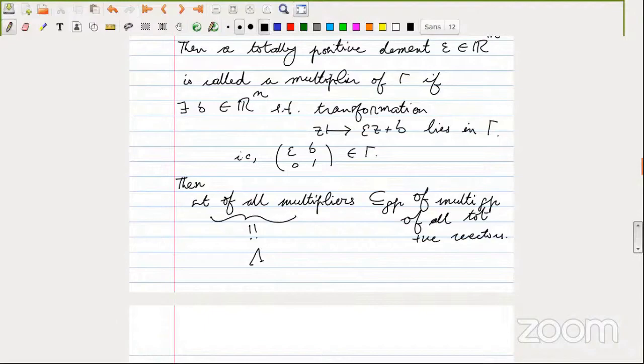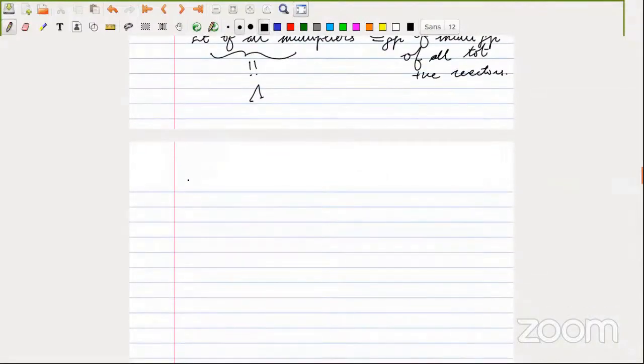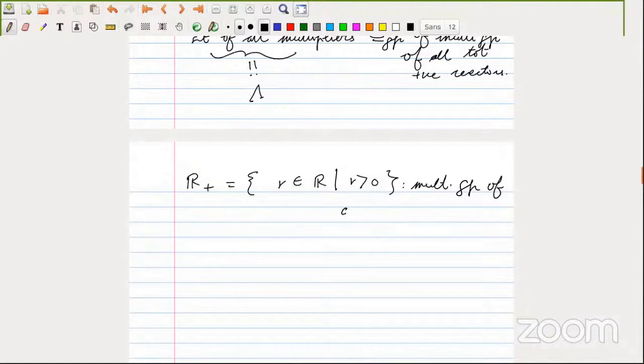Let's introduce a new notation. We are going to denote by R plus the set of r in R such that r is bigger than zero. This is the multiplicative group of all totally positive real numbers, and then we are also going to look at n copies of this one.